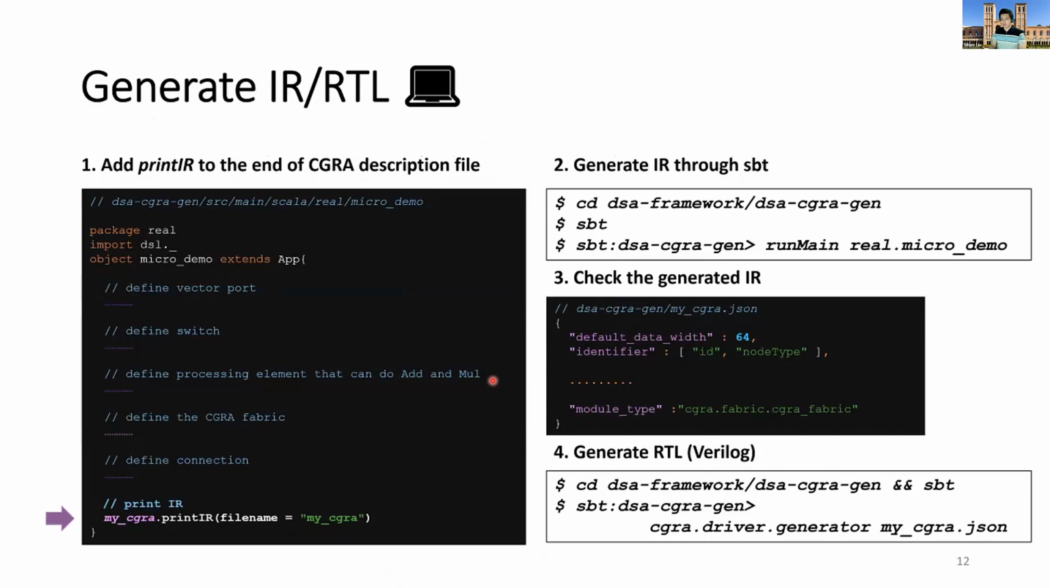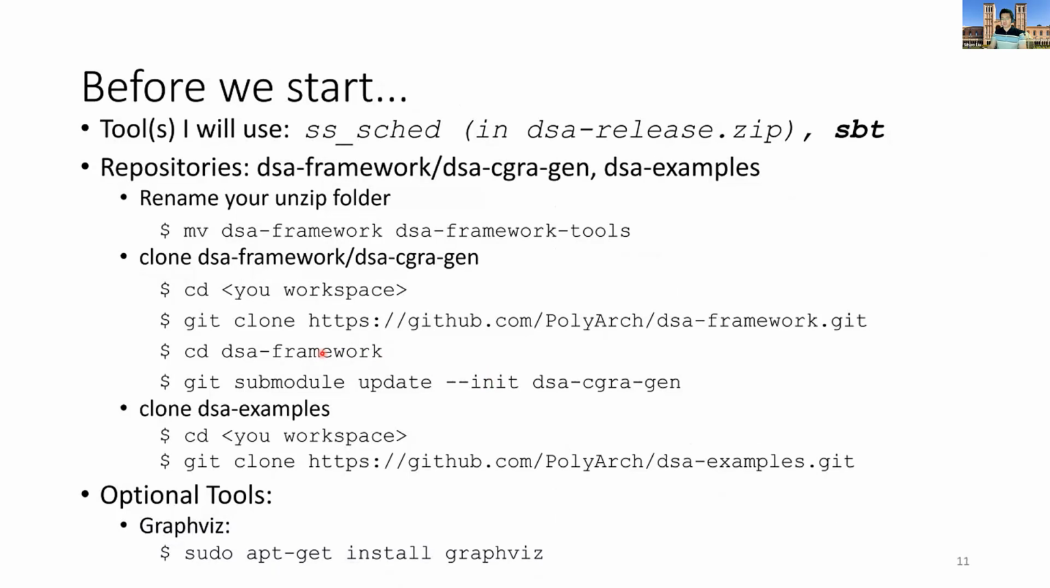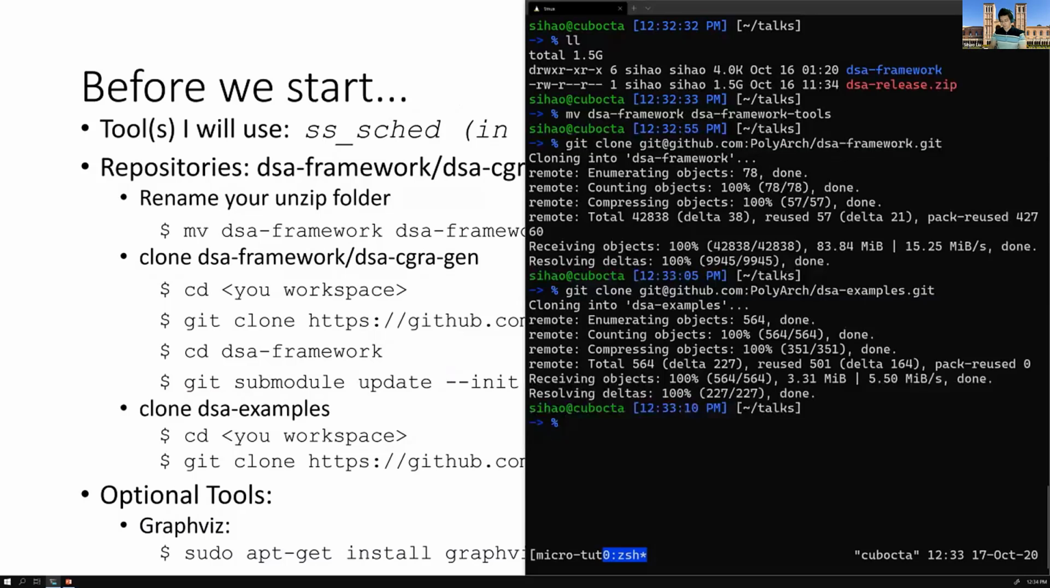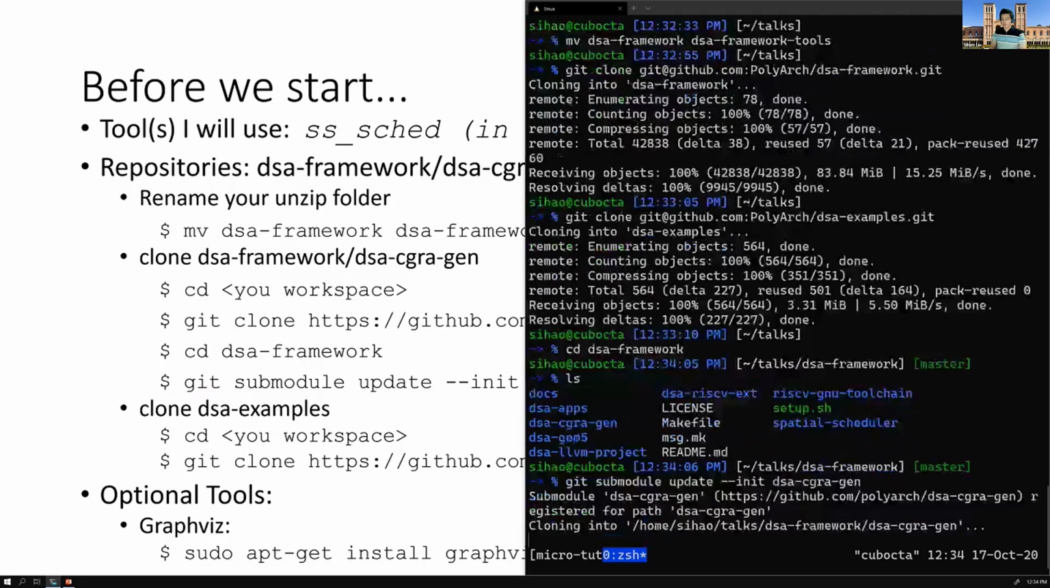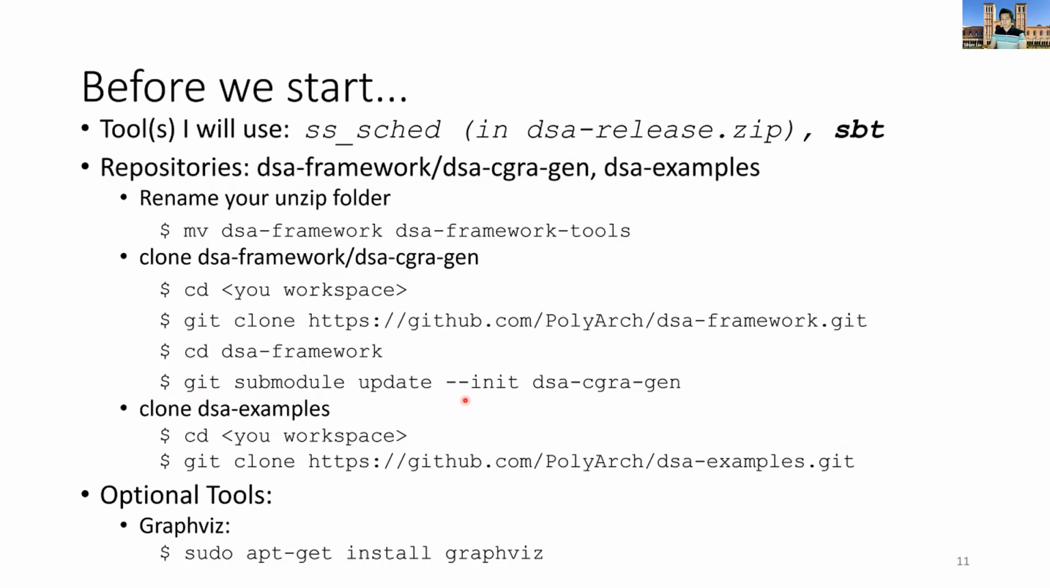Oh, okay, before I do that, I need to remind you that you need to get into the DSA framework that you just cloned, and only update the DSA CGRA agent. Otherwise, you will download a bunch of other code. So I will just cd into my DSA framework, and I only update the CGRA agent. That will give you everything you need.